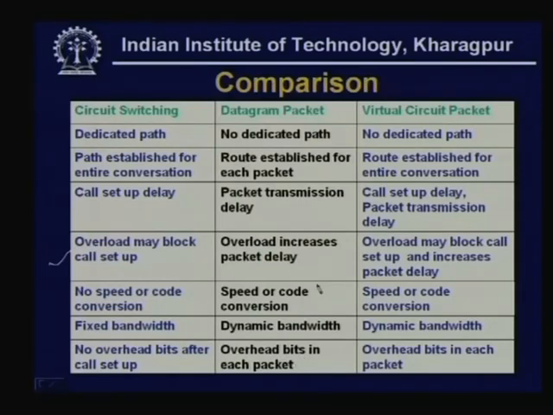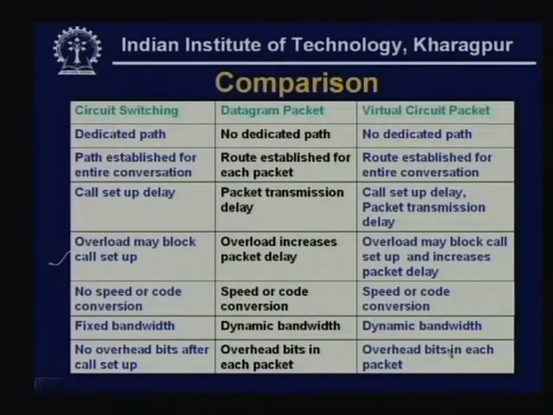As you have seen, in datagram packet switching, you have to do the routing. So, you have to provide the source address, destination address, sequence number for control purposes, and if you are using error detection and control, you have to use CRC. Similarly, that is true in case of virtual circuit packet switching. In both the cases, overhead bits are present in each packet, not only in the call setup delay, but subsequently.